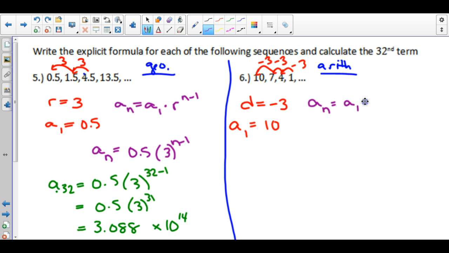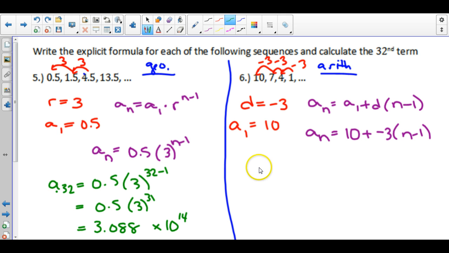In this case, it's arithmetic. We know that we add the common difference, and before, it's exponential for geometric, which means the n-1 was in the exponent spot. Arithmetic is linear, which means we're not going to be putting the n-1 in the exponent spot, and we're just going to substitute our values in. So you're going to put 10 here for our first term, plus -3, and then n-1. So now if I want to evaluate this for the 32nd term, a sub 32 equals, I'm going to do 10 plus -3, and then 32 minus 1 is 31.